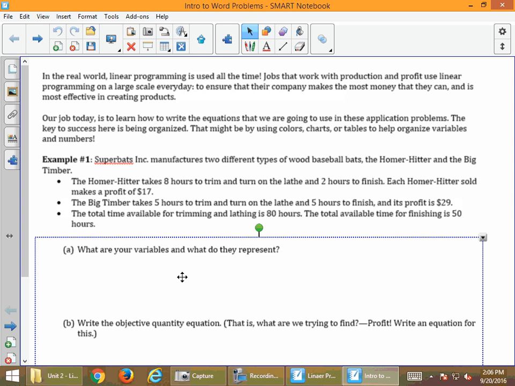This is just to ensure that their company makes the most money they can and is most effective in creating the product. What we're going to do today is learn how to write equations from these word problems.